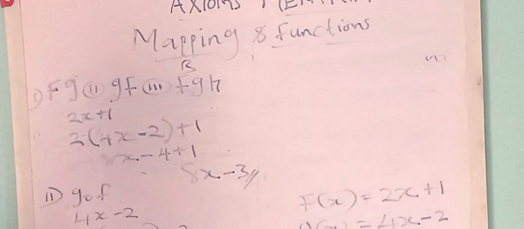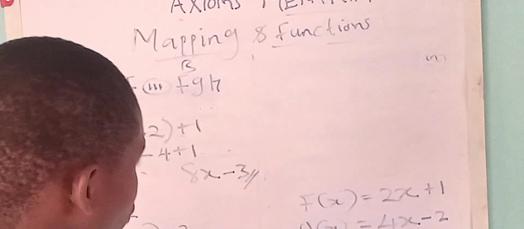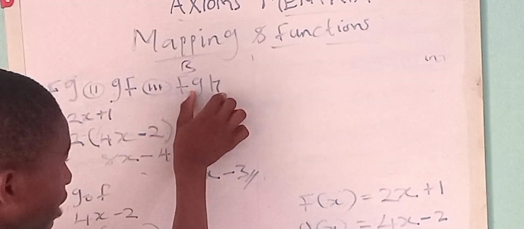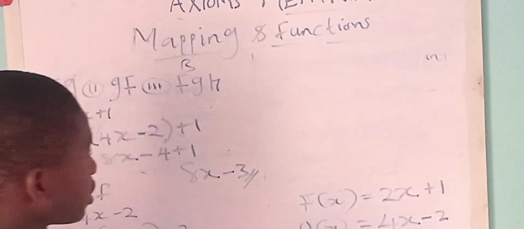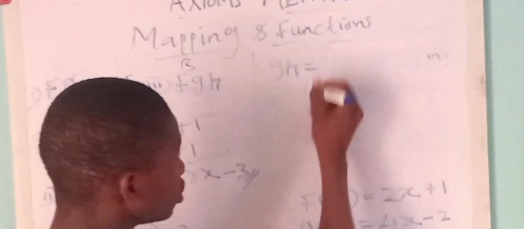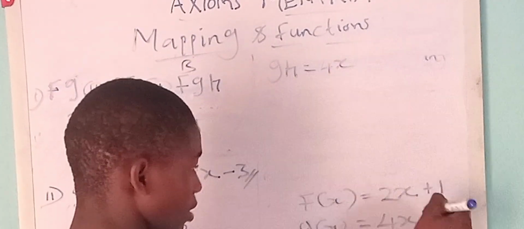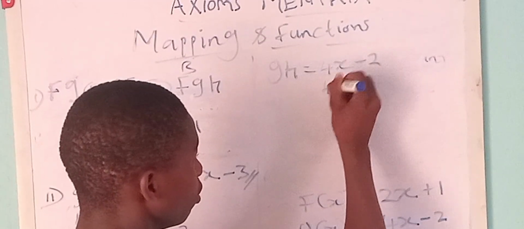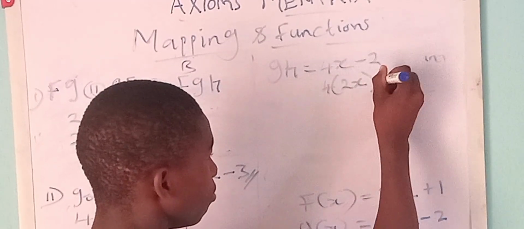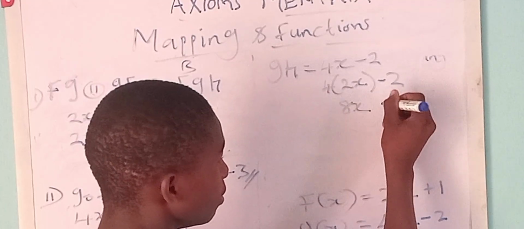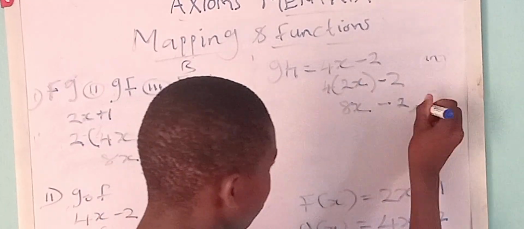Now the last question says f of g of h. Everything we are going to be doing, we are going to be starting from the back first. So I'm going to be doing g of h first. I have my g, which is 4x minus 2. Then I'm going to be putting my h inside, which is going to give me 4 brackets 2x minus 2. This side is going to give me 8x minus 2 as my final answer.